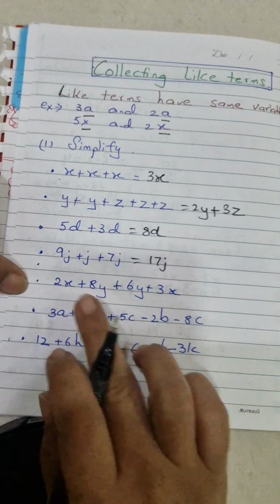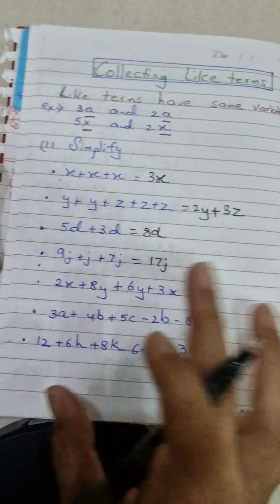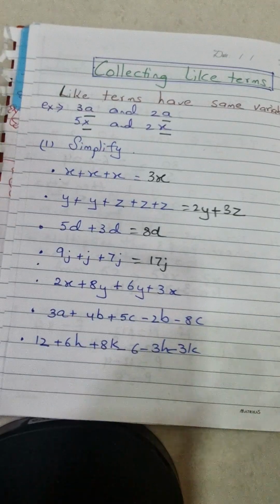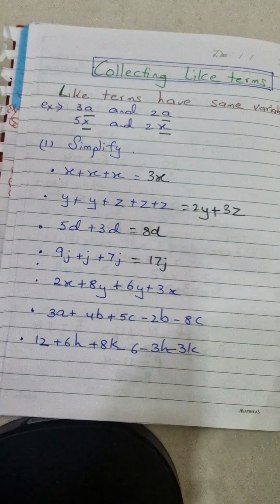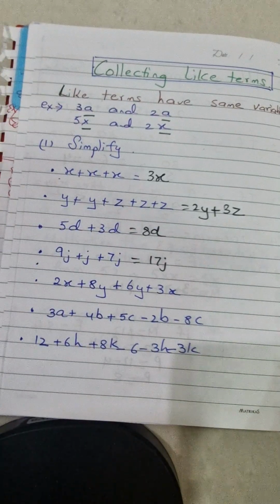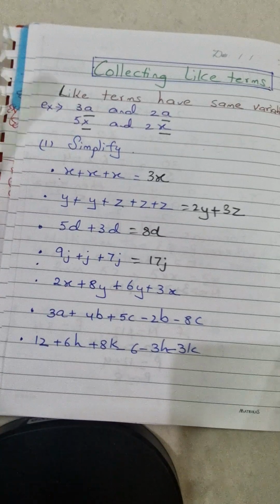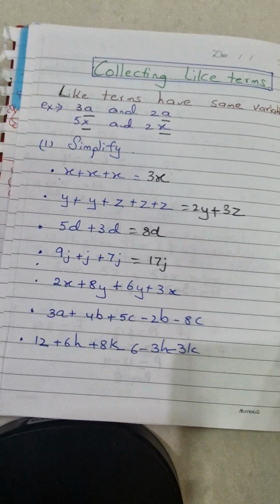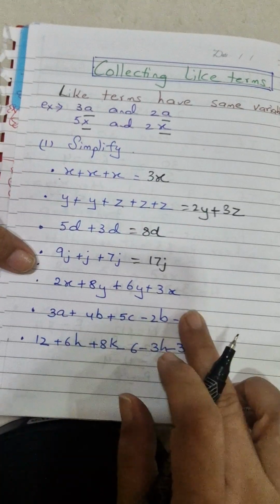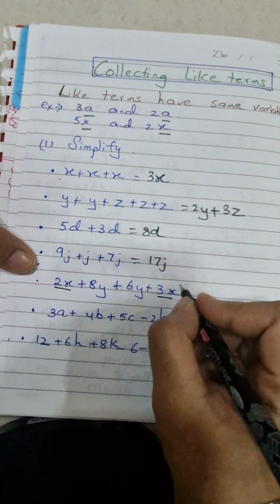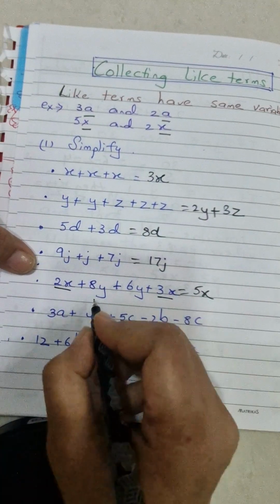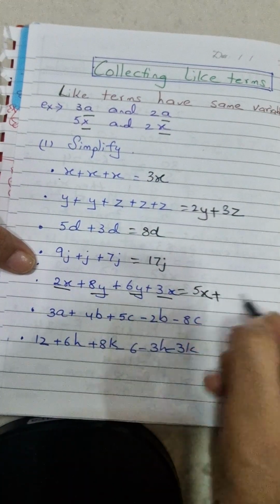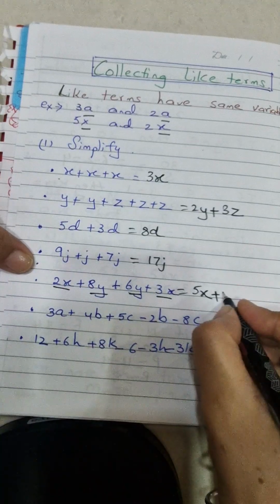Here we have two types of different variables, x and y. So just combine x together, y together. Do not change their signs here. Inverse operation is done only when equations come, or when an equals sign is present. Here there is no equals sign. So 2x plus 3x will give you 5x. 8y plus 6y will give you 14y.